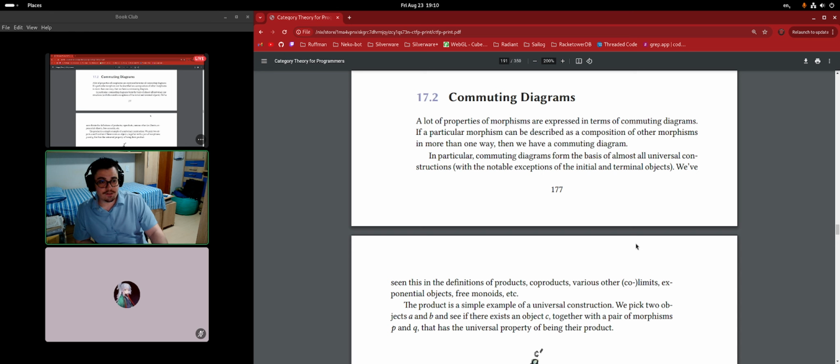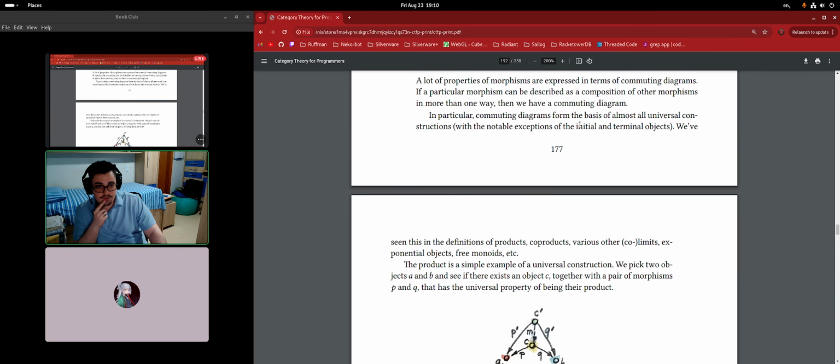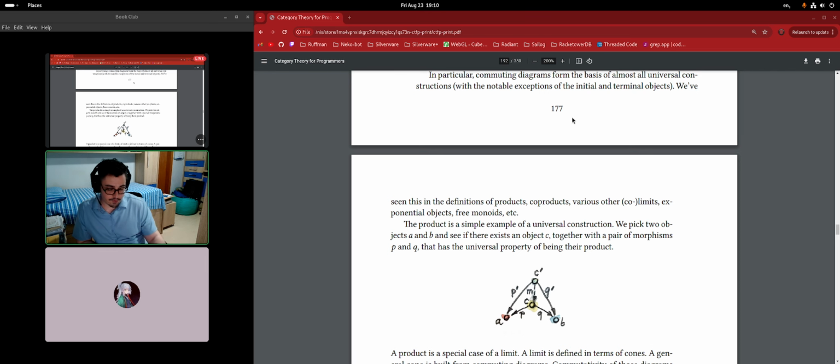Now we go back to the commuting diagrams, because they tell us something very interesting. In particular, commuting diagrams form the basis of almost all universal constructions. So what is a universal construction? You take into account the morphisms between any type of object and identify some properties, such as the initial object and the terminal object, products, colimits, limits, exponentials, free monoids, all of those things. You are just looking at the morphisms of the objects and seeing some patterns in them, and that's the universal construction.